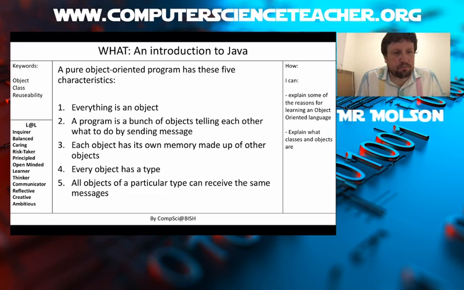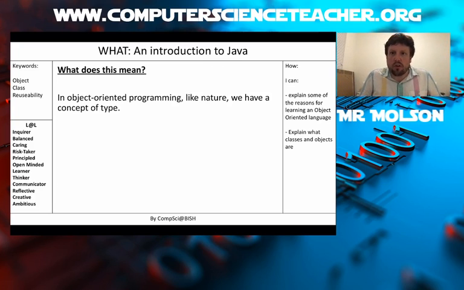Each object has a type, and we're going to talk a little bit more about what we mean by that in a minute. This is a really important concept, but again, it might not make much sense at the moment why it's important: all objects of a particular type can receive the same messages. That's a really important concept in object-oriented programming. So these are the characteristics that we find in a pure object-oriented program. Now, what does this mean?